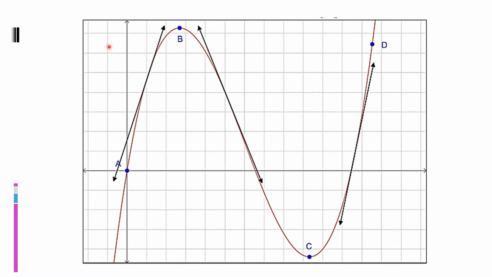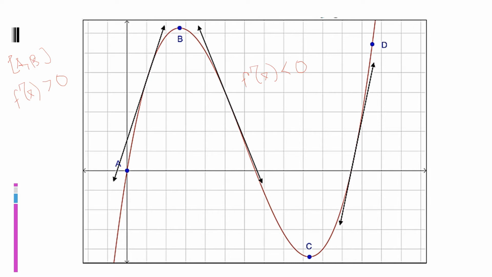Evidently, between A and B, the tangent line has positive slope, which means that for the interval A to B, f prime of x is greater than 0. Kasi nga, yung slope ng tangent line is actually the derivative of the function. This is also true for the interval C to D. And for interval B to C, yung atin namang slope ay less than 0. Kaya yung tangent line natin at each point is negative.